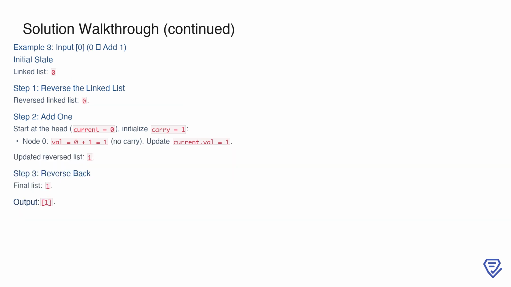In this simpler example, the input linked list represents the number 0. Reversing the list doesn't change its structure, so it remains as 0. When we add 1 to the first node, the value becomes 1, and since there's no carry, no further updates are needed. The updated reversed list is simply 1. Reversing it back gives the same result, 1. Thus, the output for this example is 1. This demonstrates how the solution handles edge cases, such as a single-node linked list.